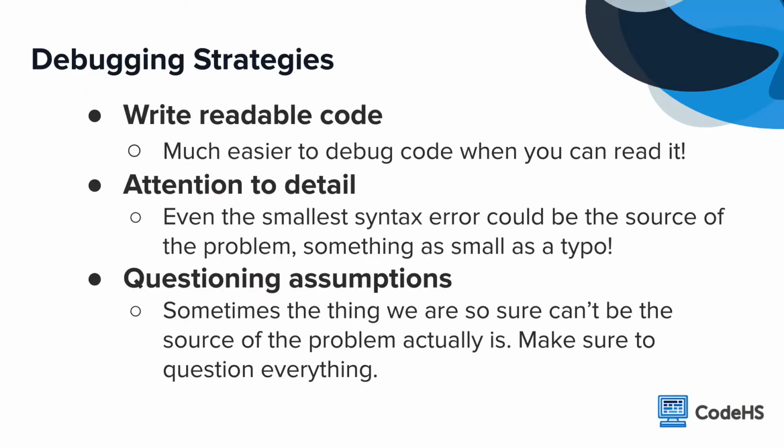We have 3 strategies we're going to focus on. First, we want to write readable code, because when we can read our code, it's much easier to debug. Second, we'll look at attention to detail. Programming requires us to be extremely explicit, meaning that even a missing punctuation mark can cause an error. And third, we'll dive into questioning assumptions. Sometimes we think there couldn't possibly be something wrong with one aspect of our code, so we overlook it, when that is actually where the problem exists.